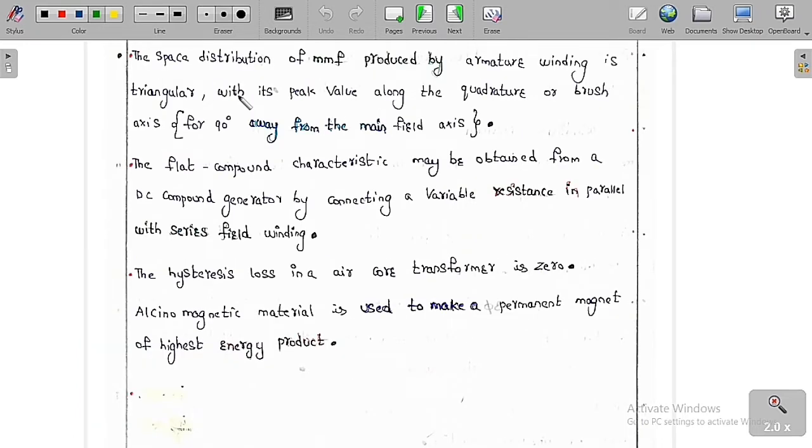The space distribution of MMF produced by the armature winding is triangular, with its peak value along the quadrature or brush axis, which is 90 degrees away from the main field axis. I already told this important point, and I have already shown all of this in the graph in the DC machines concept.